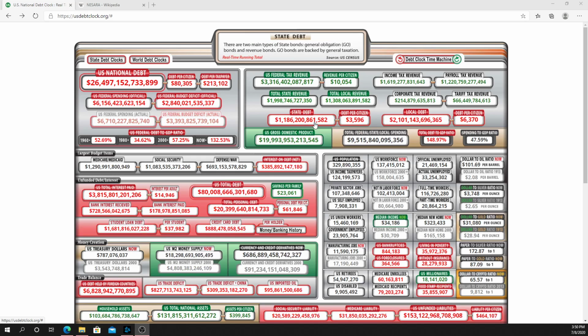The state debt is increasing. Debt per citizen is high. Local debt is increasing. Federal spending has been increasing. Total debt to GDP ratio is in debt 148%. That's almost 150% increase. Okay? When we look here at the actual GDP, it's increasing, right? So that's great. Except it means absolutely nothing if you cannot sell it.